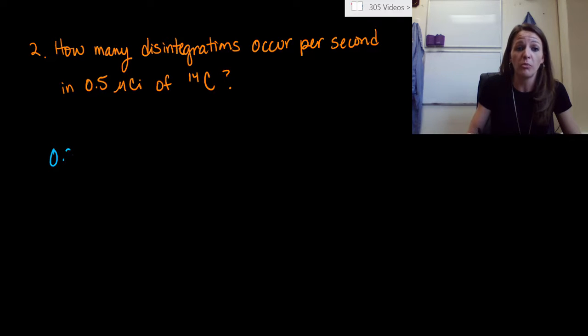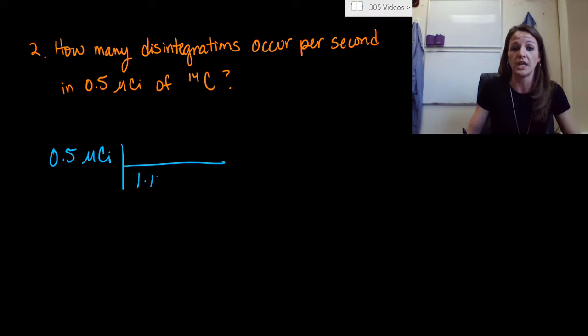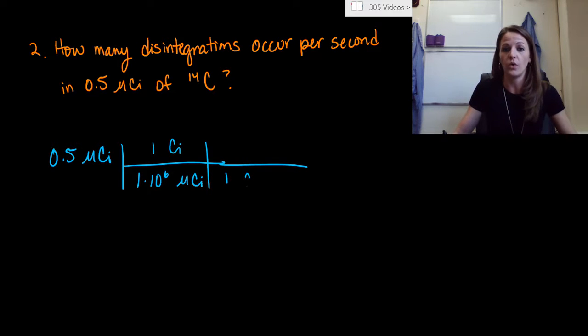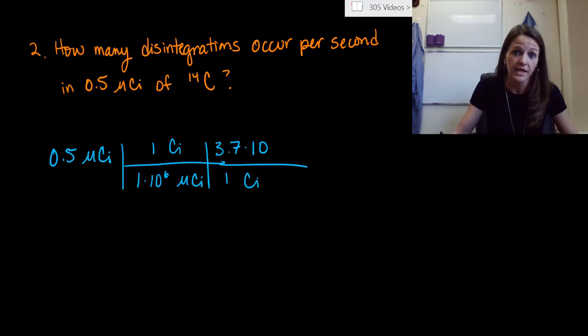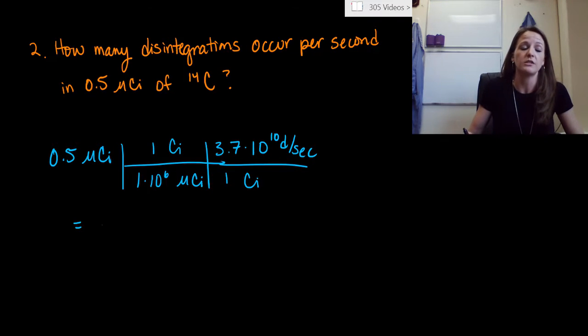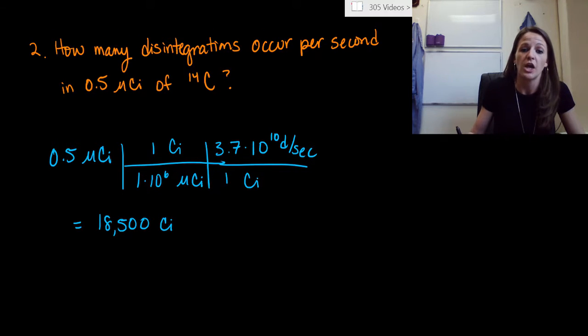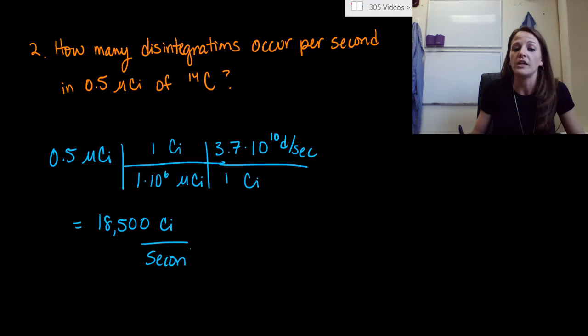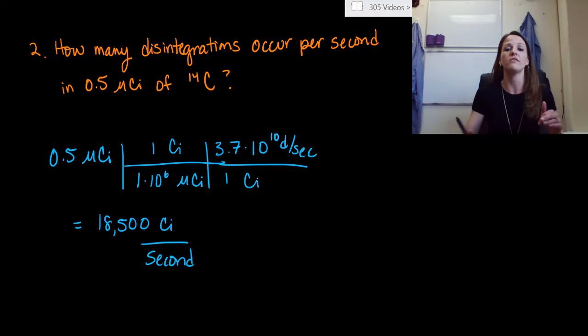So we start off with 0.5 microcuries. We have to get rid of that micro component. So 1 times 10 to the 6 microcuries is equal to 1 big curie, basically. Then we need to get out of the curie unit. So 1 curie is equal to 3.7 times 10 to the 10th disintegrations per second. Again, this is something I will always give to you, so please don't feel like you have to memorize that. So if you did this properly, you would end up with something like 18,500 disintegrations per second.